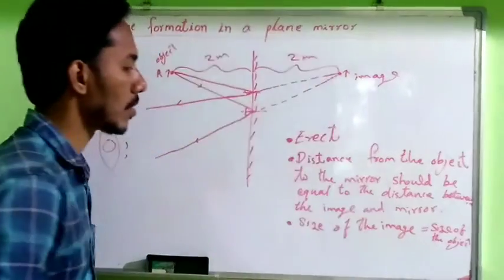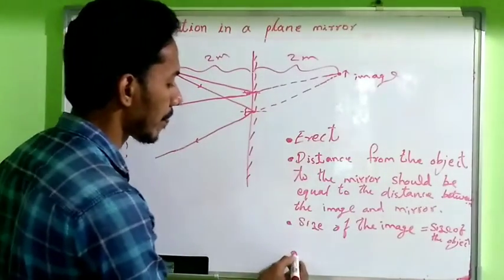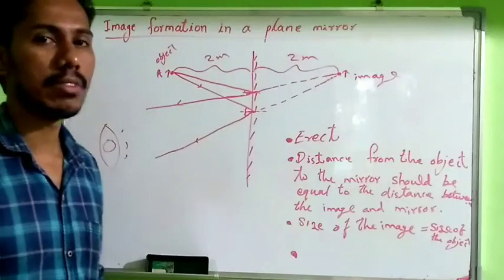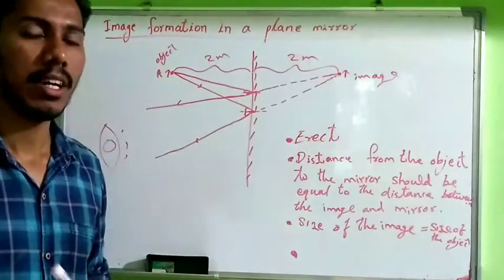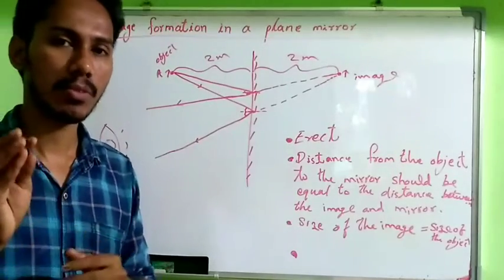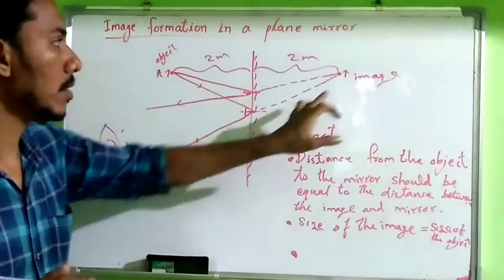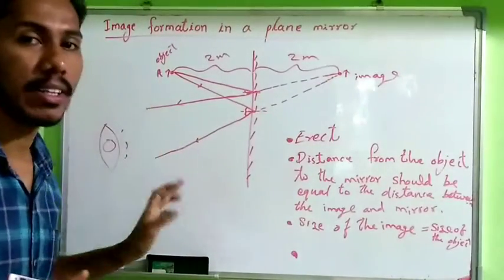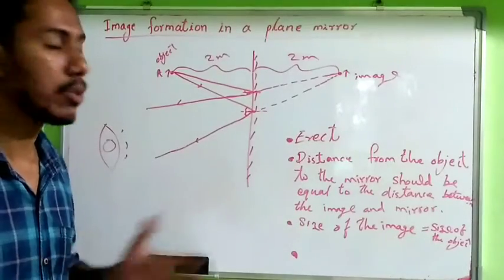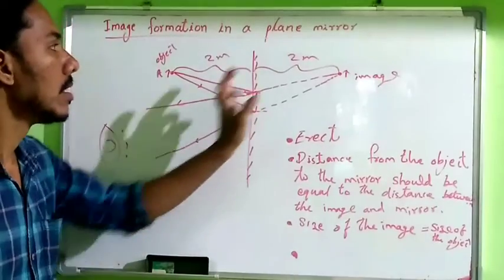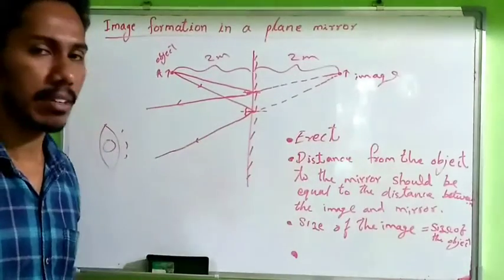Okay. Size of the image should be equal to size of the object. The last one, we cannot make this image into a screen. In the case of a concave mirror, you can reflect the image of this object onto another screen. But here, in the case of a plane mirror, we cannot project this object onto a screen, but we can see the image inside the mirror.